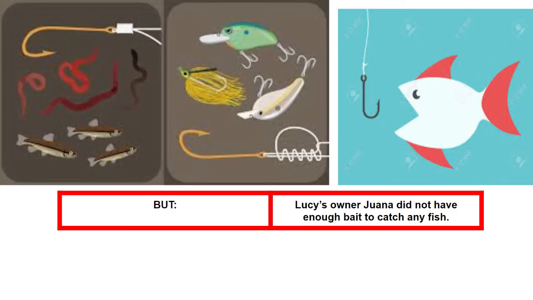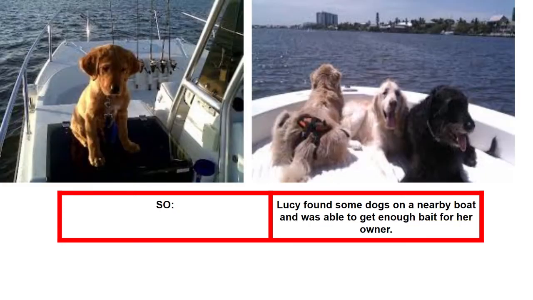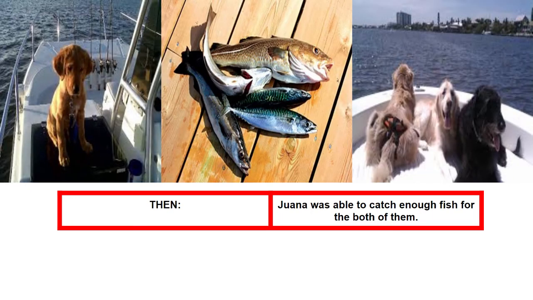But Lucy's owner, Juana, did not have enough bait to catch any fish. So, Lucy found some dogs on a nearby boat and was able to get enough bait for her owner. Then, Juana was able to catch enough fish for the both of them.